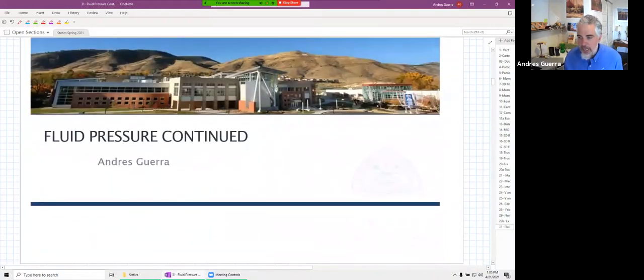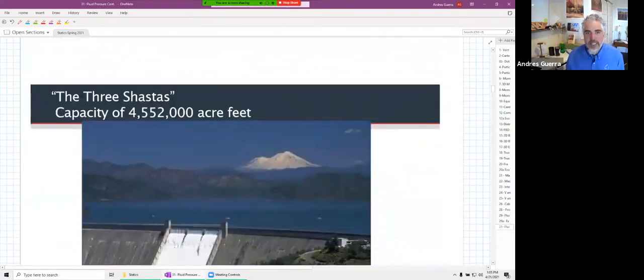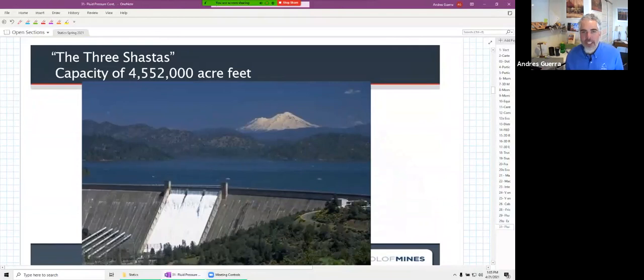So let's continue talking about fluid pressure here today. And actually, I want to show some pictures. Actually, I think we have some people from California here. It is a picture of the Shasta, which is in the northern part of California, a couple of hours outside of Sacramento. Mount Shasta is in the background, which is a volcano. You have Lake Shasta right there, which was formed when they built the dam in the 1940s, Shasta Dam right there.